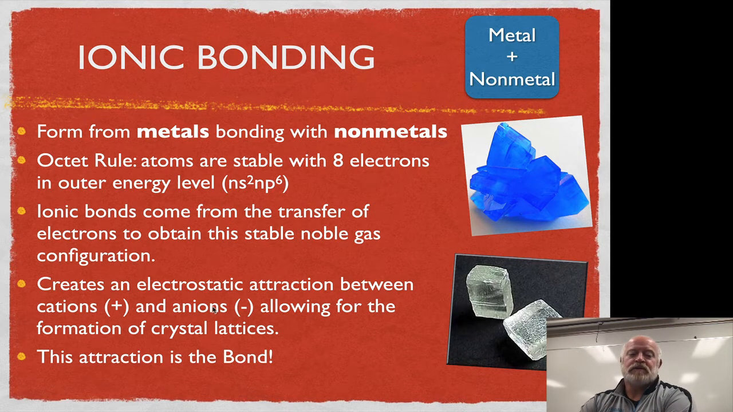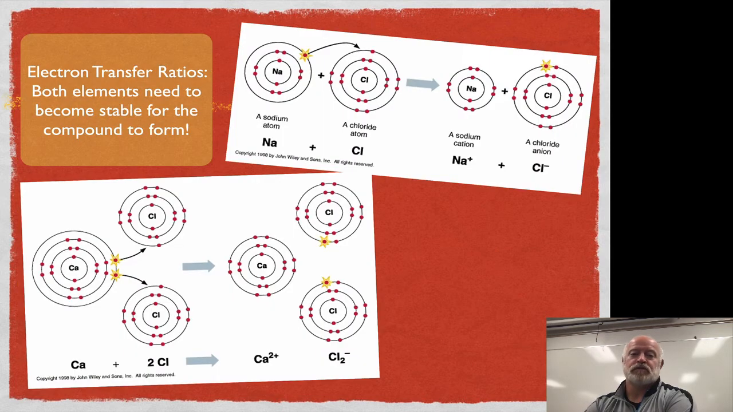When this happens, they start to form what we call crystal lattices. And because we have a positive and a negative, we now have an electrostatic attraction. So the cation attracts the anion, and that attractive electrostatic force is actually the bond. It's not like they actually tie a rope between the two of each other. It's just an attraction force between the positive and negative charge of these two ions.